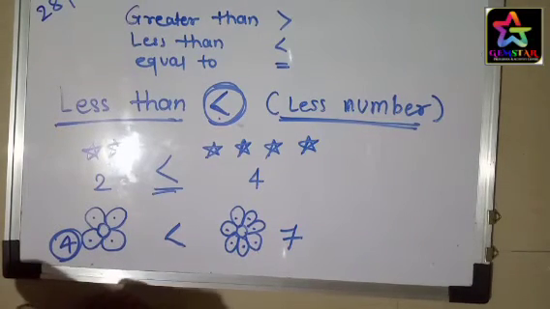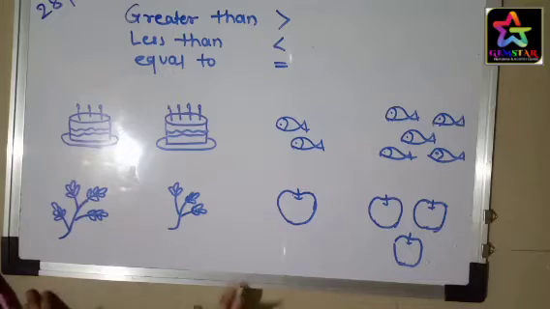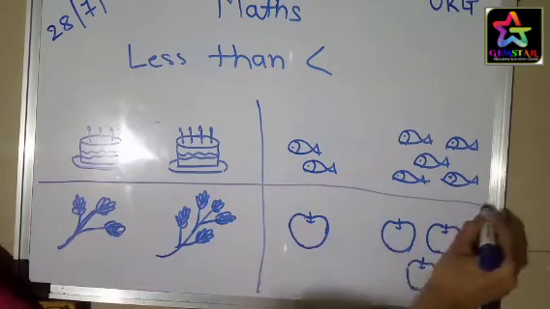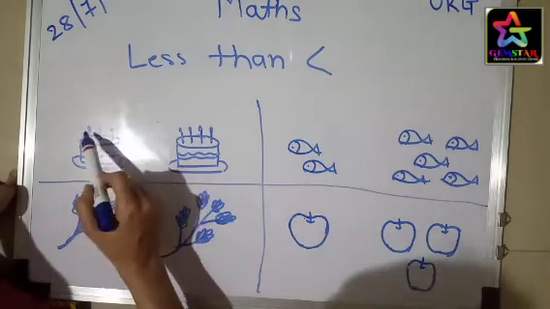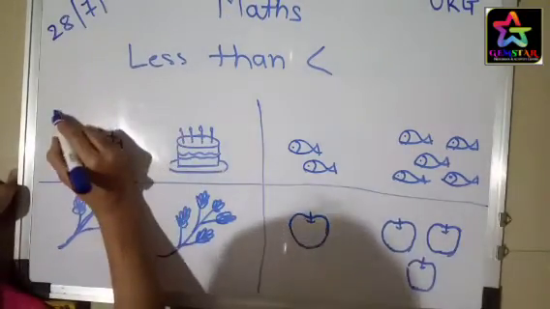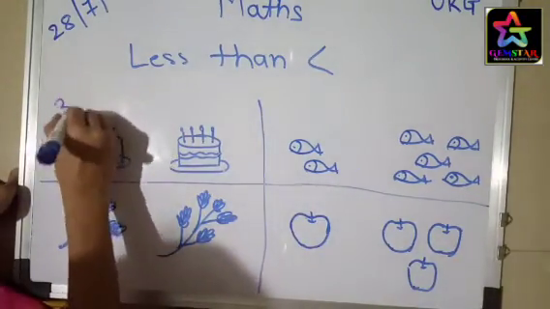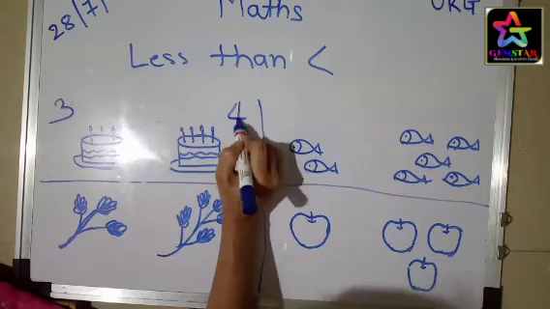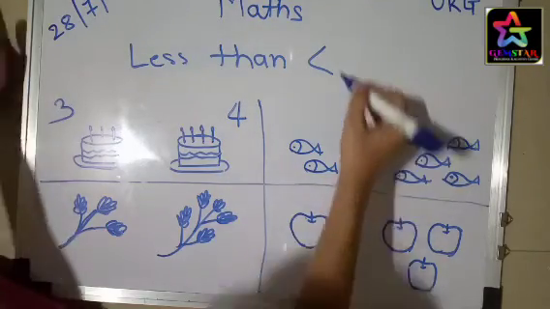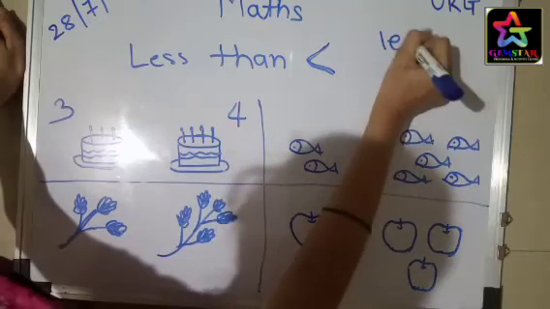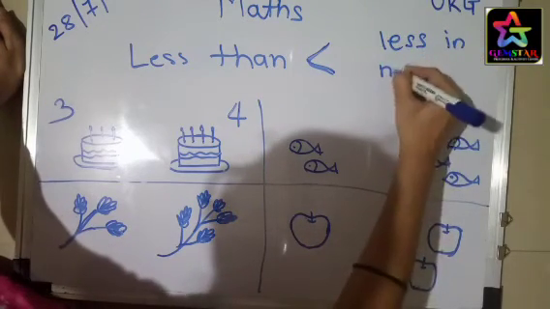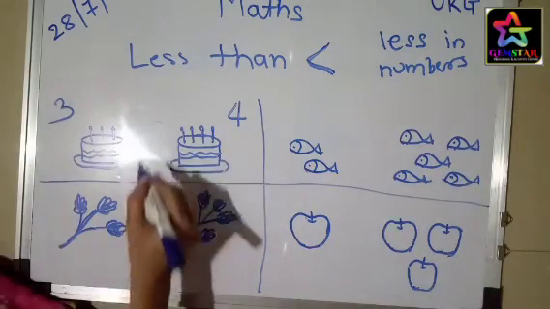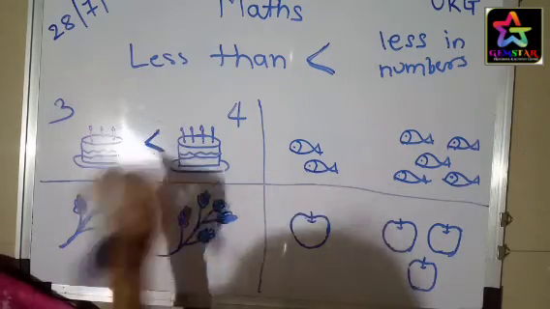Okay, we'll take some more examples. Consider these, students. In the first picture, there are one, two, three. How many candles? Three candles. And here are one, two, three, four. Four candles. So as I say, we use this sign when things are less in number. So 3 is less than 4. So we put this sign over here.